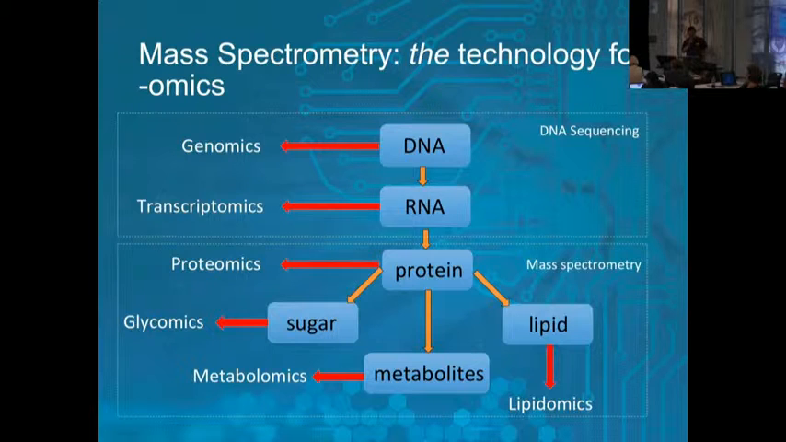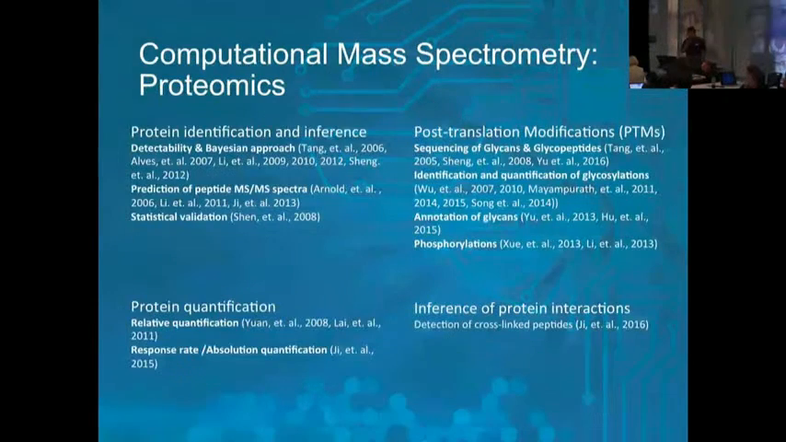Furthermore, you can also quantify the abundance of these molecules inside the cell, and monitor their changes across different environmental and other conditions, for example, disease versus non-disease patients, and so on. So what my lab focuses on is developing algorithms and statistical methods for mass spectrometry, to help automate analysis of mass spectrometry data, particularly in the field of proteomics.